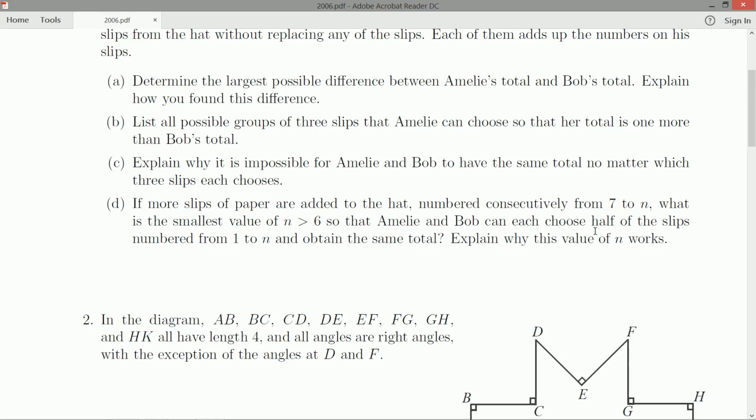Alright, so each choose half the slips implies to me that n's got to be even. Now, to you, it might not. Maybe you'll say, okay, yeah, we could play the same game with 7, but we'll get as close to half as possible. But I don't think so. I'm going to stick with the half of the slips, so n's going to have to be even. It's going to have to be an even number of slips.